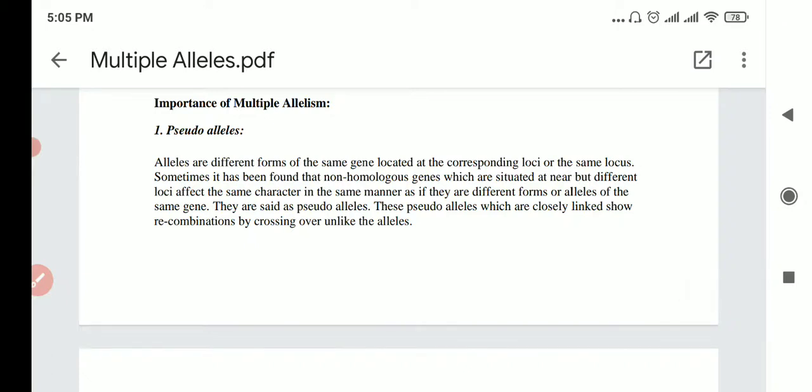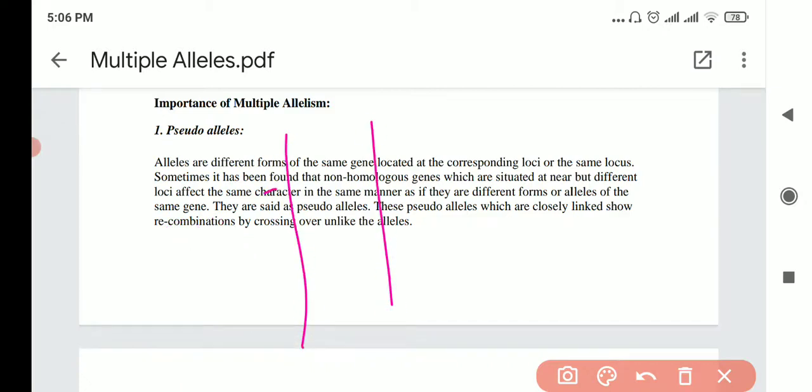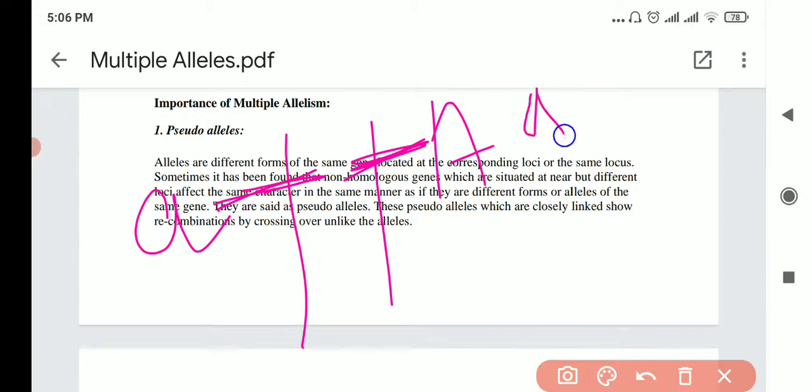So there are some importance of multiple allelism. So one is the pseudo alleles. Alleles are different forms of the same gene at the same locus. Look at the same locus. Now, pseudo alleles are just like alleles, but not exactly. Let's say these are alleles. This is allele A, and this is allele A. They're at the same locus in the homologous chromosome, and it codes for, let's say, skin color.